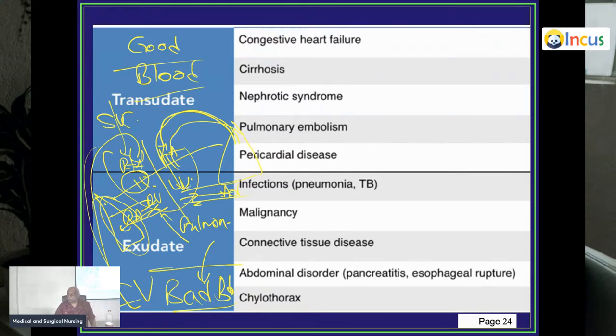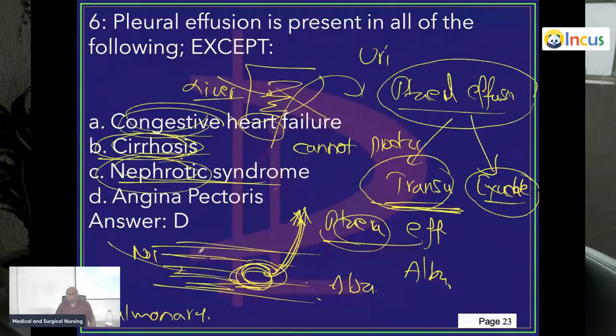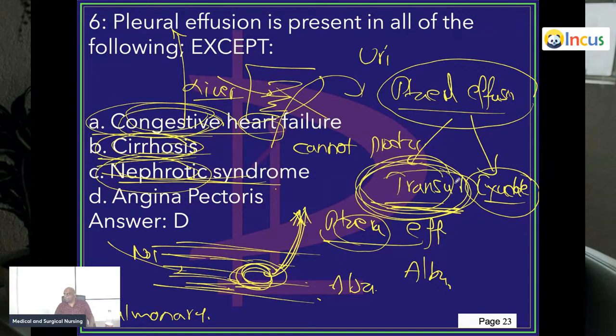So, what will happen whenever there is any heart failure? Left ventricle is unable to pump the blood. That causes high pressure in the left ventricle, that causes high pressure in the left atrium, that causes high pressure in the pulmonary veins, that causes the pulmonary venous blood to leave the blood vessel and form the effusion. Understand? So, congestive heart failure also causes effusion. But whether it is congestive heart failure or cirrhosis or nephrotic syndrome, it is called transudate.